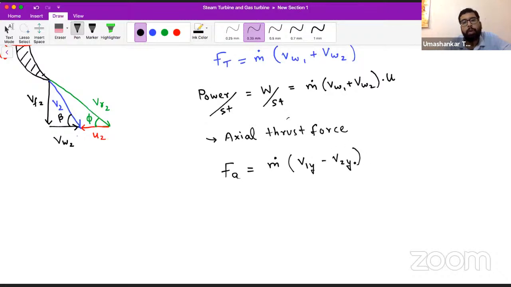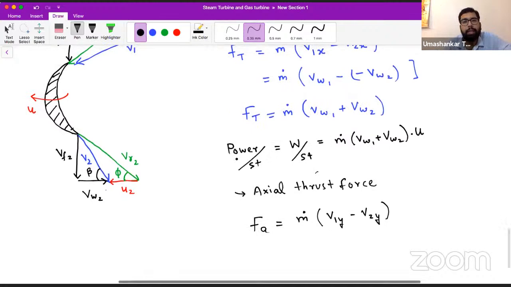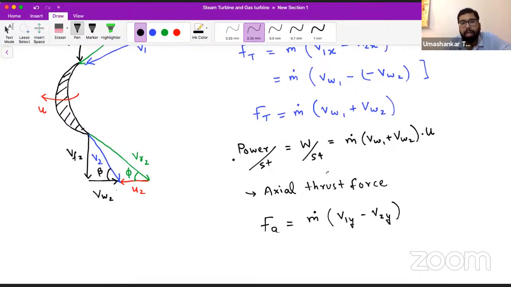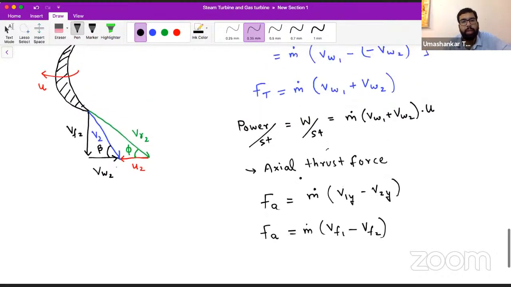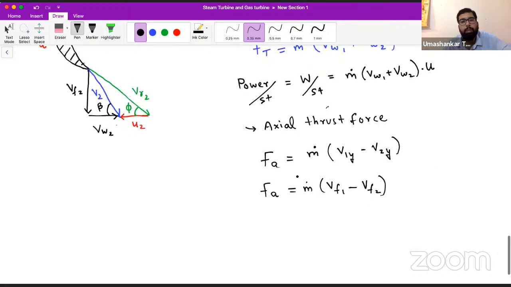Okay, so the x direction I am assuming as the direction in which the blade is moving, and y direction is the direction of flow, that is perpendicular to the direction of the motion of the blade. So V1y is, if you see the figure, Vf1. This is the component of absolute velocity in y direction, and V2y is Vf2. So we have our axial force equal to m dot into Vf1 minus Vf2. Yes or no? Okay, very easy. We are doing this thing in fluid machinery also.